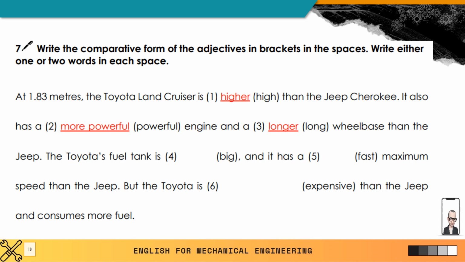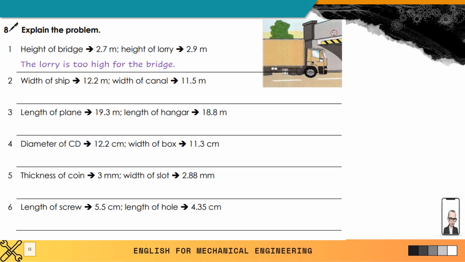The Toyota's fuel tank is bigger and it has a something maximum speed than the Jeep. Faster, of course, faster, fastest. But the Toyota is something expensive than the Jeep. Of course, comparing again, expensive is a longer adjective, so we will say is more expensive than the Jeep and consumes more fuel. Right, here we go now, moving on to number 8.